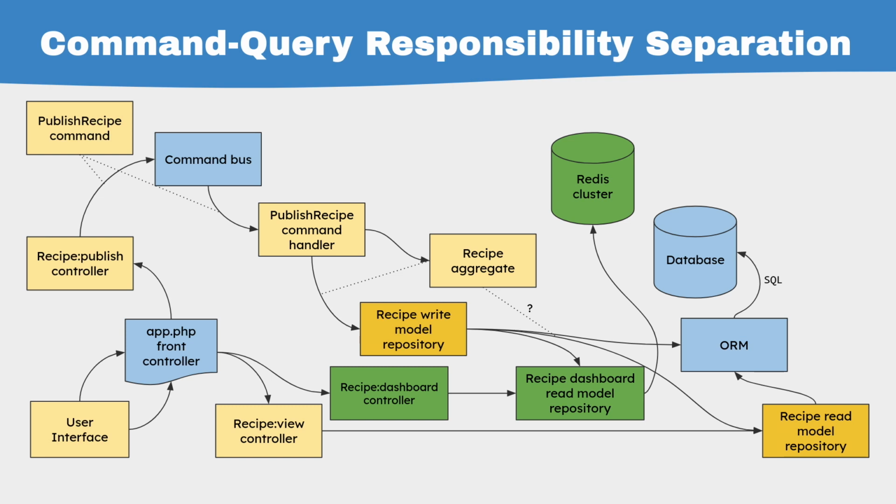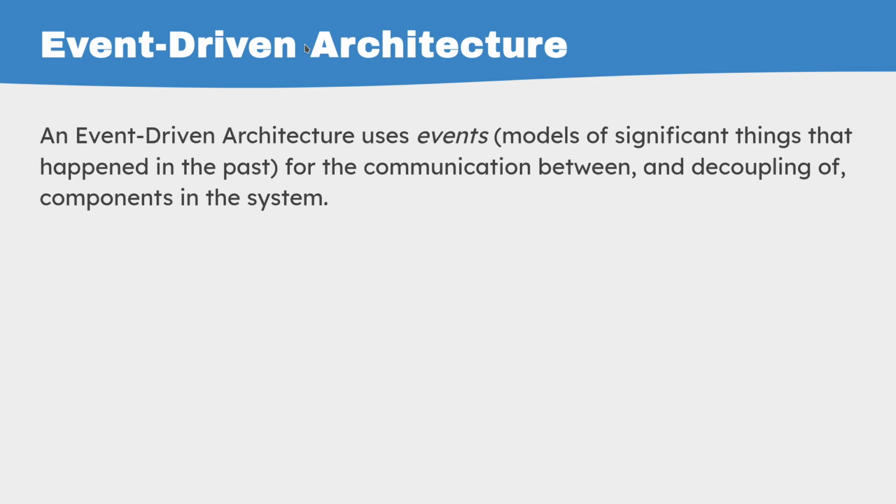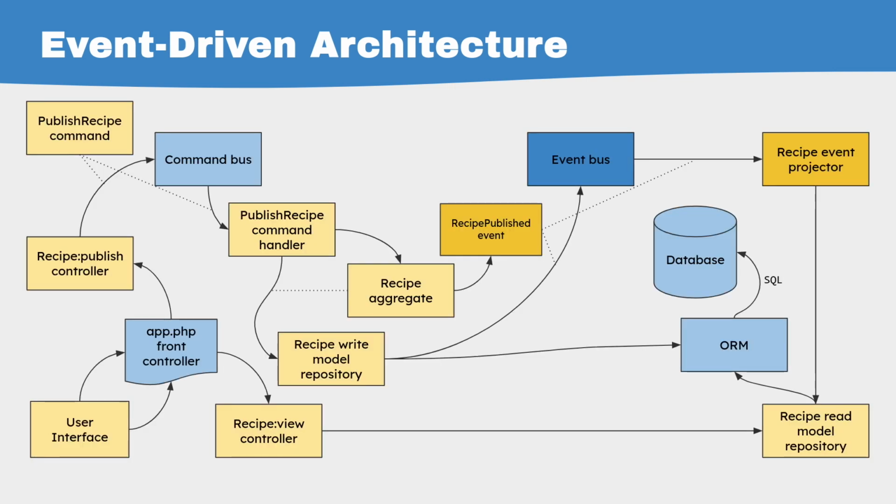So that is why a logical next step would be an event-driven architecture, where we use events, namely models of significant things that happened in the past, to communicate between the components in the system. So instead of the write model providing the entire aggregate to the read model, we just say, hey, a recipe with this ID was just published, right? And we can make these events, just like the commands, in the language of our domain. We can say, hey, an ingredient was added to this recipe. And by communicating these changes, we can synchronize the write model to the read model. So that looks something like this.